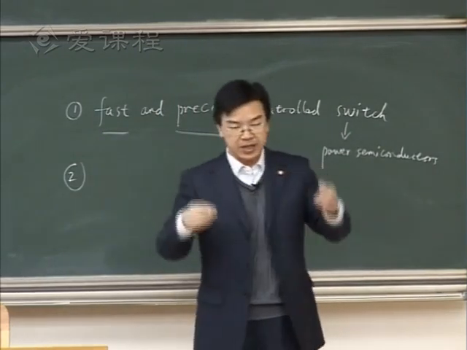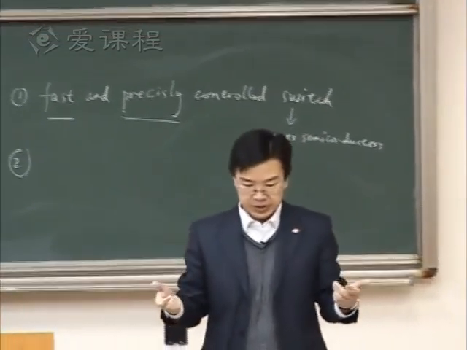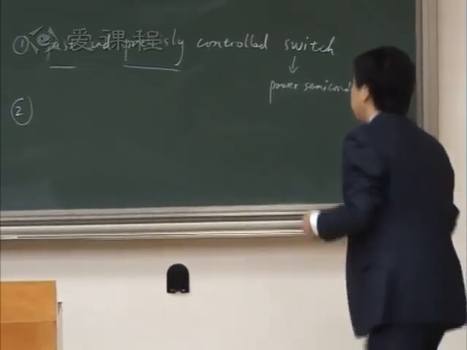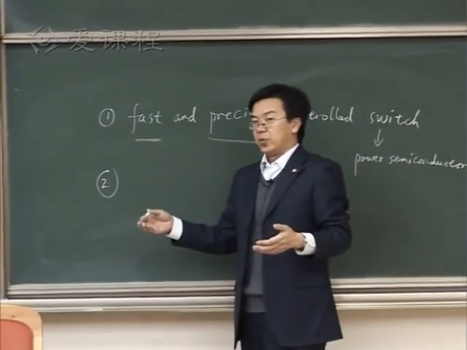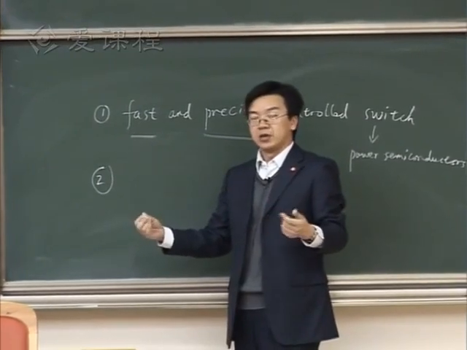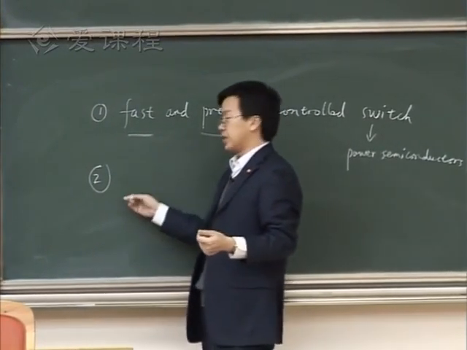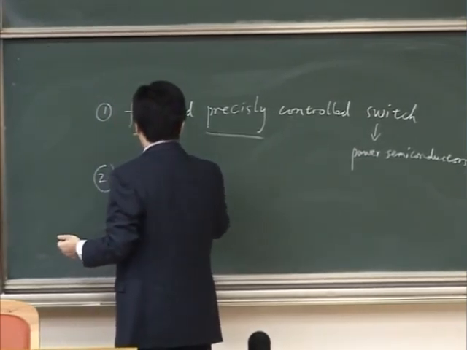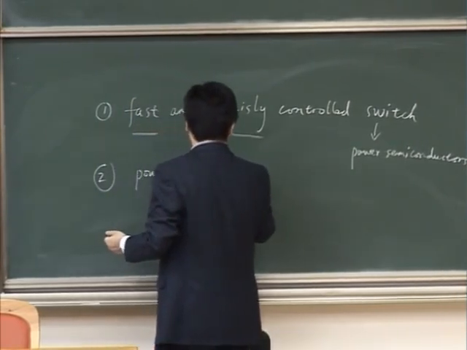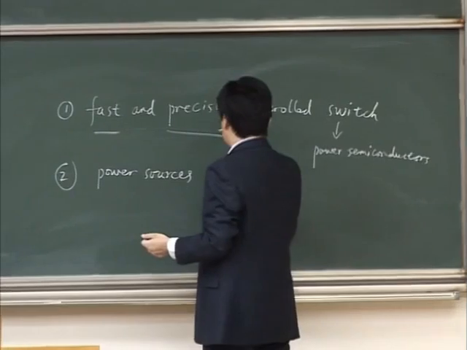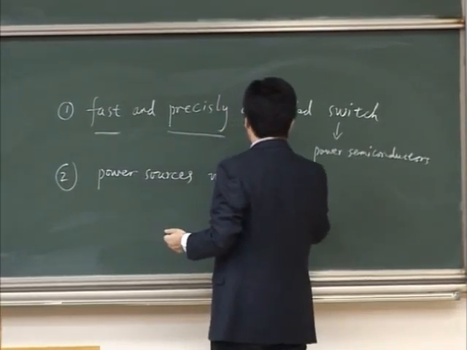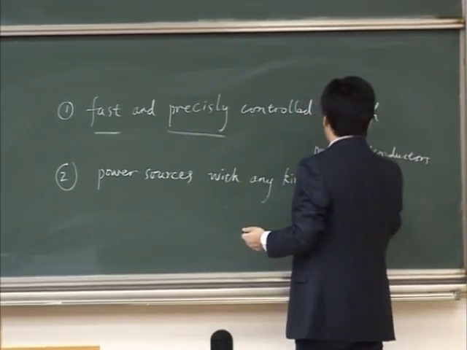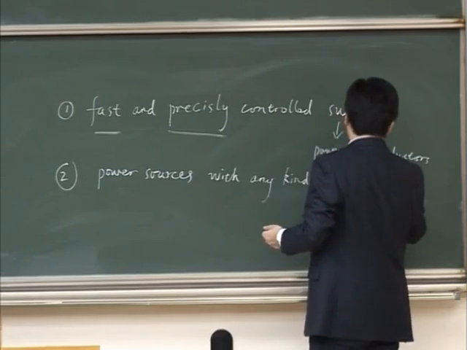These power semiconductors can act as a fast and precisely controlled switch for the utility system. This is much better than traditional switches. Second, with PWM control technique, we can provide power sources with any kind of voltage or current waveform.